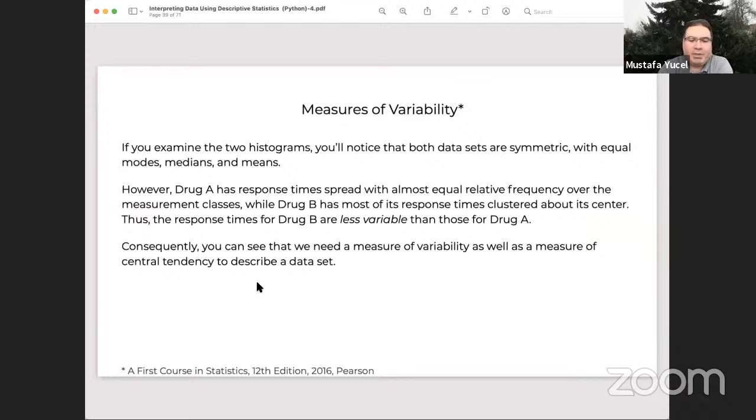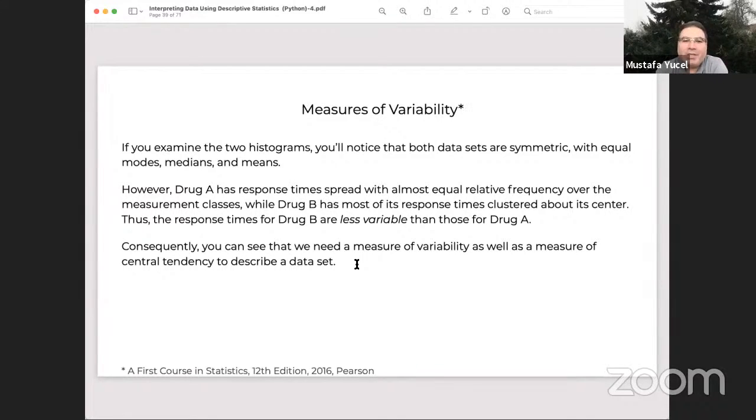Measures of variability. If you examine the two histograms, you will notice that both datasets are symmetric with equal modes, medians, and means. However, drug A has response times spread with almost equal relative frequency over the measurement classes. I already talked about it. Consequently, you can see that we need a measure of variability as well as a measure of central tendency to describe a dataset.